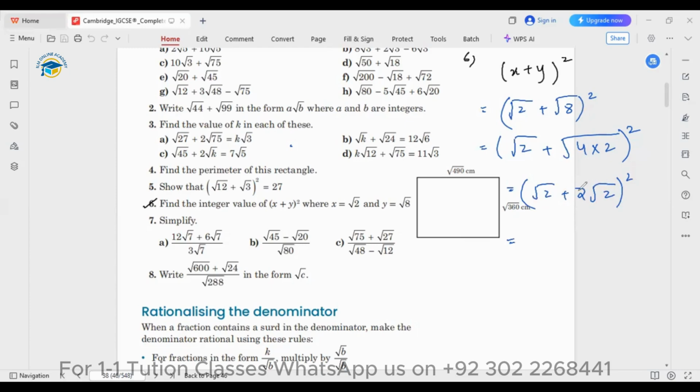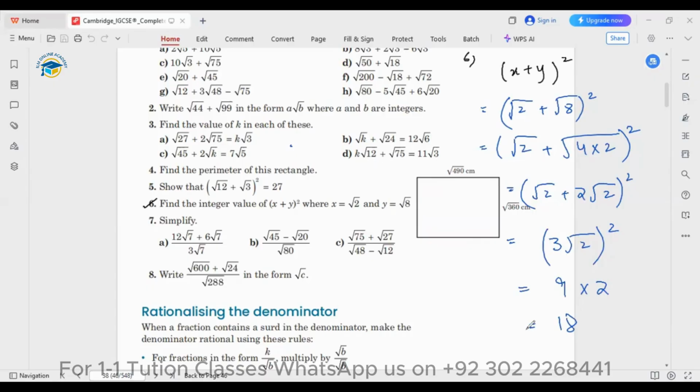So both are similar surds. If I add, this will be 3√2 and taking the square as well. 3 squared is 9, and (√2)² will be just 2, because the square will cancel out the square root, and 9 times 2 is 18. So your integer value for (x + y)² is 18. This is for part number 6. Hope this is clear as well.